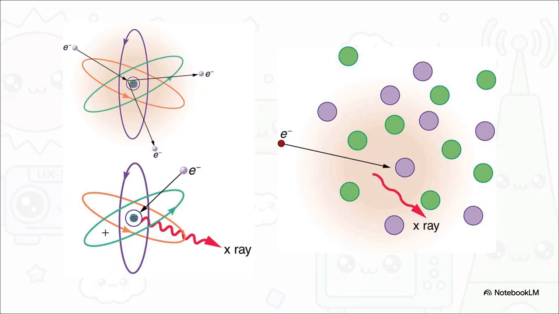To create waves that are even more energetic, like X-rays, you have to really mess with atoms. One way is to just knock an electron out of its orbit. Then, when another electron falls down to fill that gap, it releases a high-energy X-ray. The other way is to just slam a super fast-moving electron into a target, forcing it to slam on the brakes and release all its energy as X-rays.